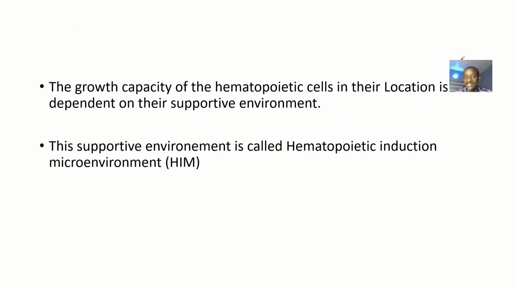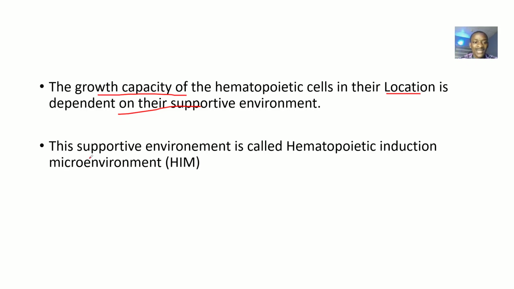All right, so let's define it. The growth capacity of hematopoietic cells, those are all the stem cells, progenitor cells, in their location is dependent on their supportive environment. So this environment is making it conducive for this need. You see the way I'm in a room and everything is conducive for me. I have light, I have the blue light there. Everything is conducive for me to record this YouTube video. That's how that environment is making it conducive for the hematopoietic stem cells to mature and produce the blood cells.